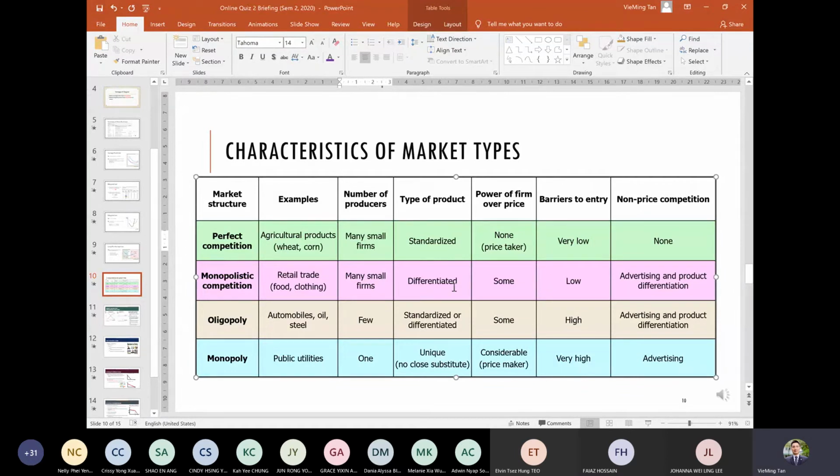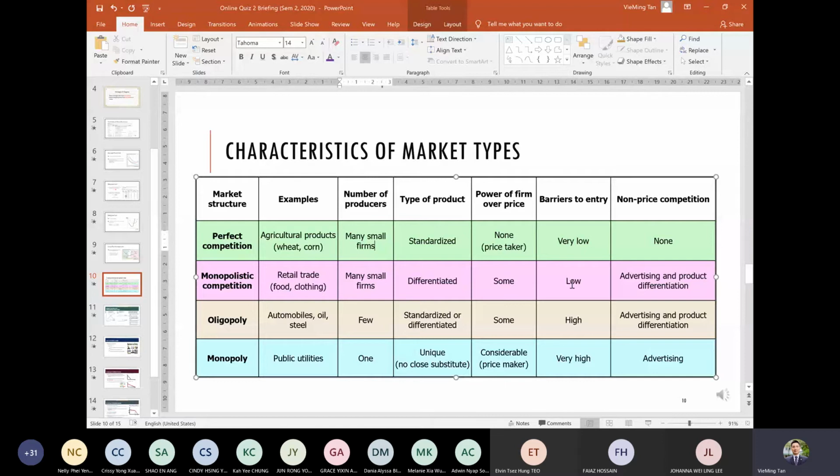Okay, how about the nature of the product produced by the monopolistic? The answer is the producer is able to differentiate the products based on color, quality, brand name. These are the factors that can be used to differentiate the products: color, brand name, size, functions, quality. Because of product differentiation, these firms are able to control the price. They still have some power to control the price of the product they sell in the market.